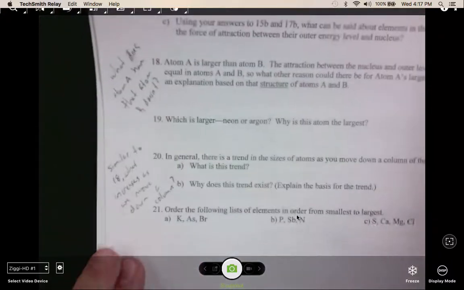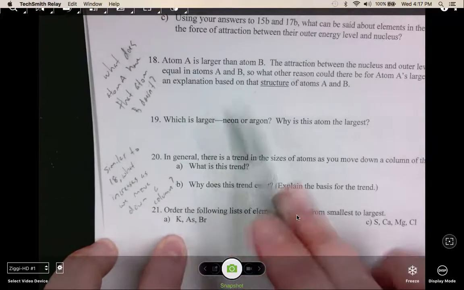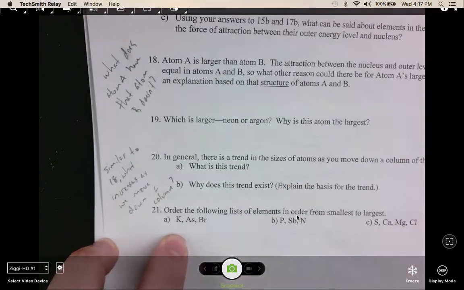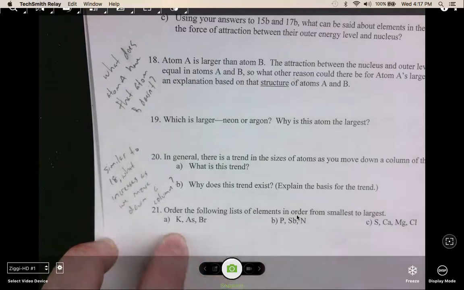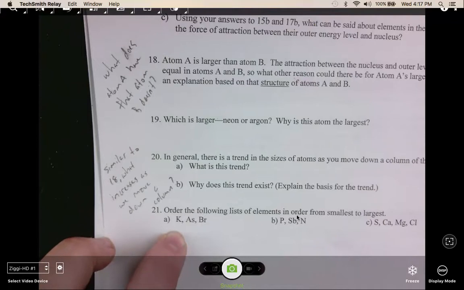So a couple tricky questions are 18 and 20. So that's kind of what we were just talking about a little bit. We know that A is larger than B. So when you're looking at A and B, what does atom A have that atom B doesn't? And then 20 is very similar. So then think about what you just said for 18. As you move down a column, what increases? And then that will help you answer this trend.